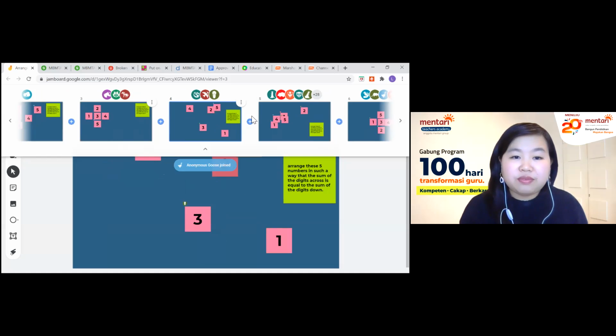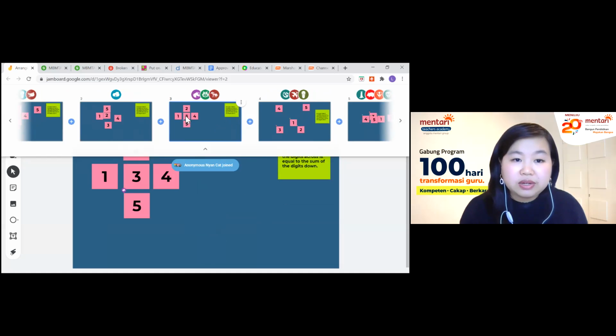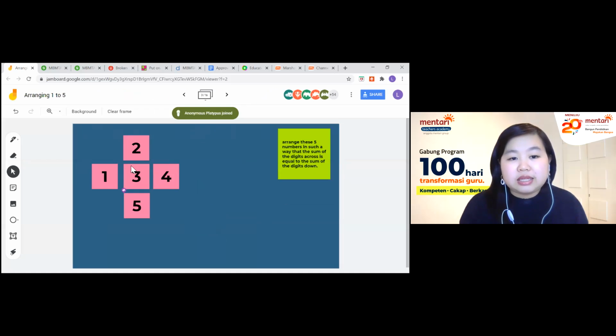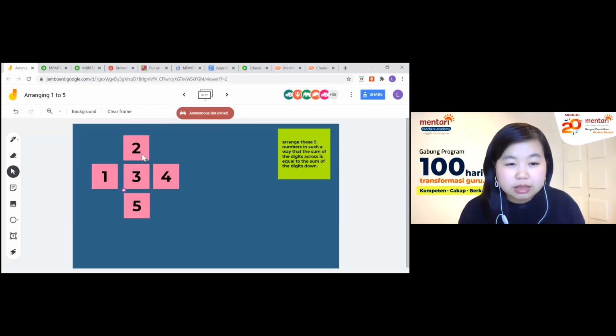Oh, I think we've got another possibility here. If you just look at the board number 3 over here, this is another combination. I see that number 3 is right in the middle, and I think the total across is 8. Let me see, hang on a second. No, the total is not the same yet, so you might want to go back and revise that one.